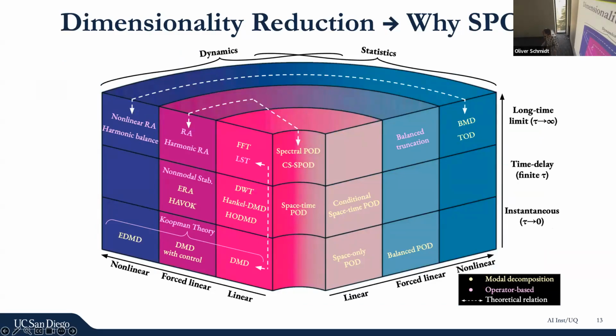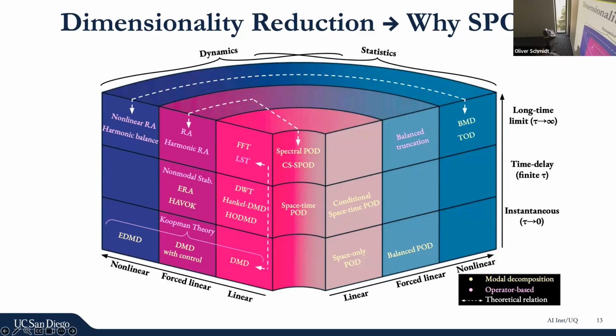That was for ourselves to understand where we live here, right? So why do we pick SPOD for model order reduction? This is just an overview of modal decompositions. You find all colors of POD, space-time, and so on, all kinds of operator-based methods. Stability theory is in here. Pick whatever you want. Balanced fluctuation, linear theory, Koopman theory, DMD, right?